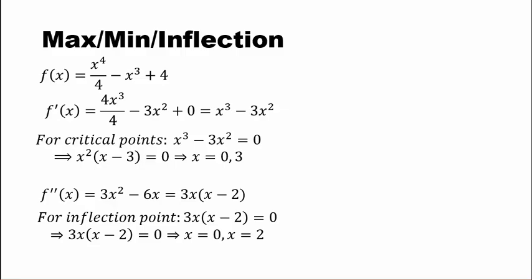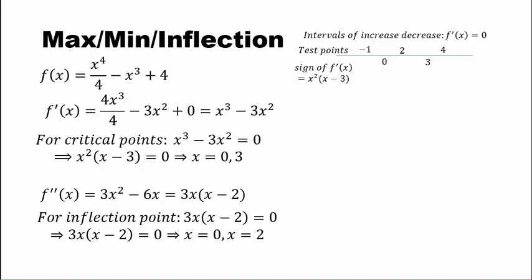Now we'll do the analysis. First, let us look at what happens when f prime of x is 0. We take a number line, put our critical values 0 and 3, and then we'll be taking some test points. -1 on the left side of 0, 2 is between 0 and 3, and then 4 after 3. Now let us look at the sign of the first derivative, which is x squared times x minus 3. Now we'll be plugging in the test points for x and see the sign.